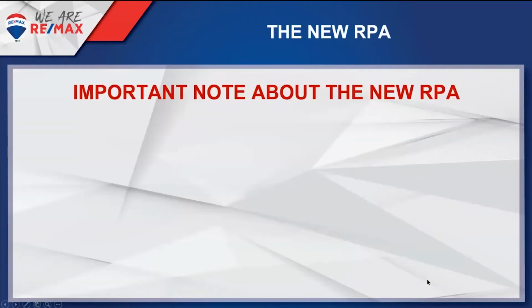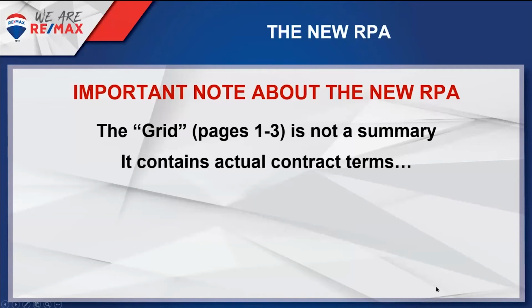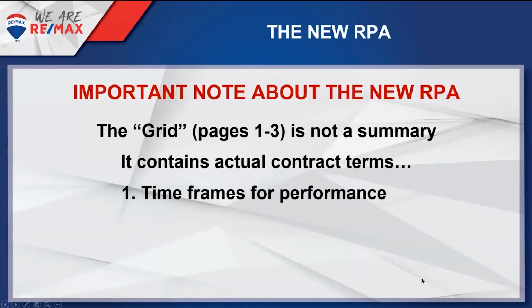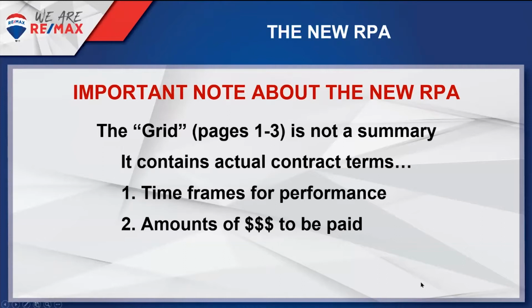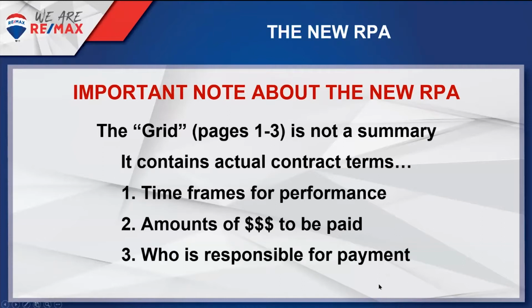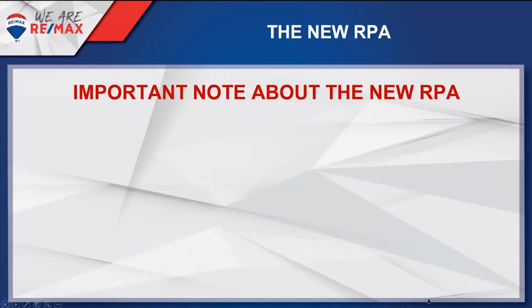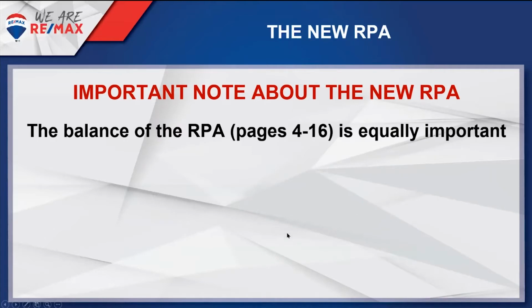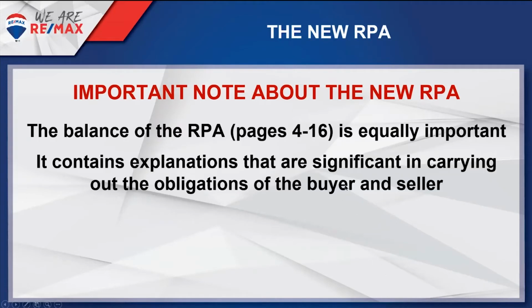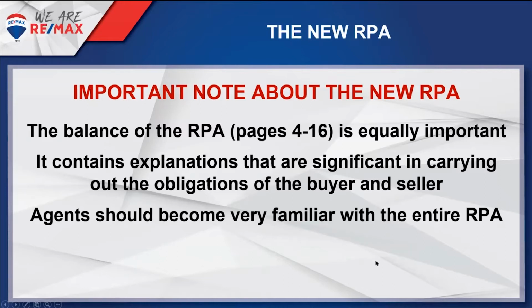All right. So, and again, remember, the grid's not a summary. It's actual terms of the contract. It contains time frames, amounts of money to be paid, and who's responsible for the payment. So it's substantial information contained in the grid that is contractual. The balance of the RPA, of course, is equally important, 14 through 16 pages. It contains explanations that explain the obligations of the buyer and the seller in the RPA. So you should study the entire RPA.